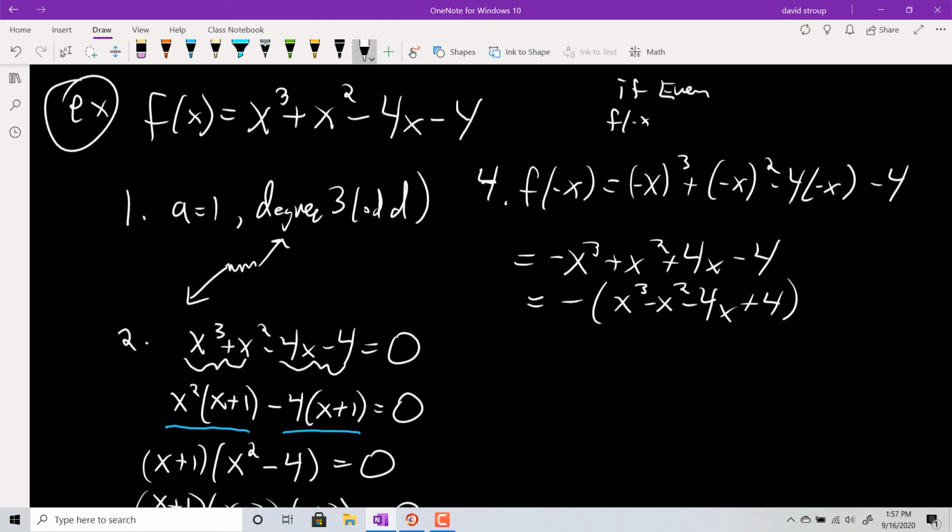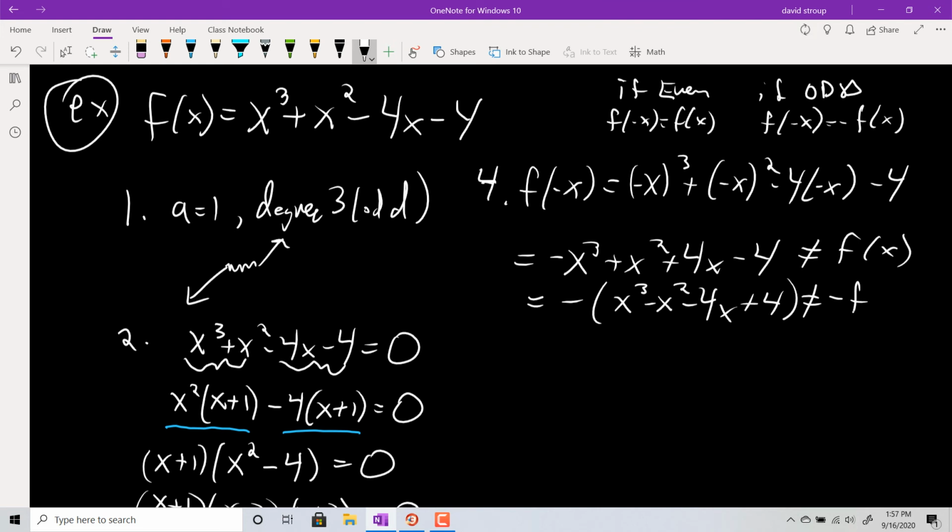So remember, if even, f of negative x equals f of x. If odd, f of negative x equals negative f of x. And this is neither case here. Okay, this is not f of x, clearly. And this thing is not negative f of x. So it's neither.